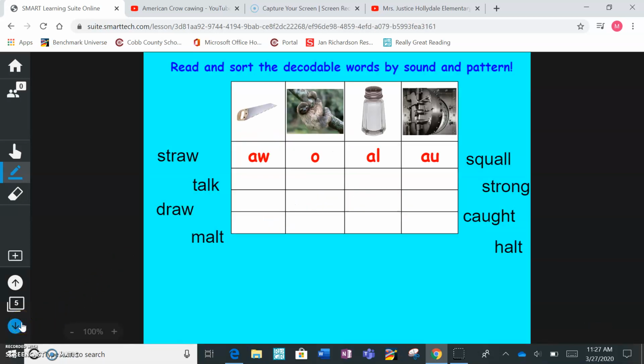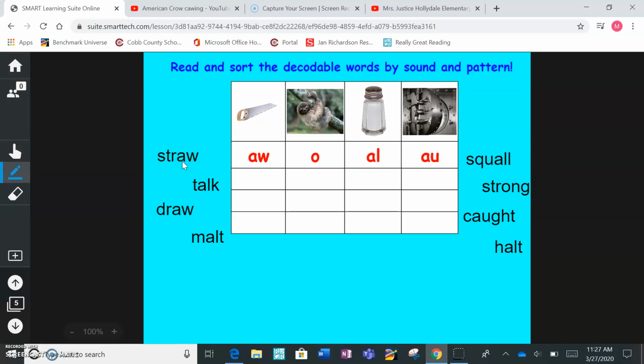Now let's do some sorting sounds. Here we have aw, like in saw with an A-W. And we have it with an O, like in sloth. A-L, like in salt. Or A-U, like in vault. So let's read our first word. We've got straw.